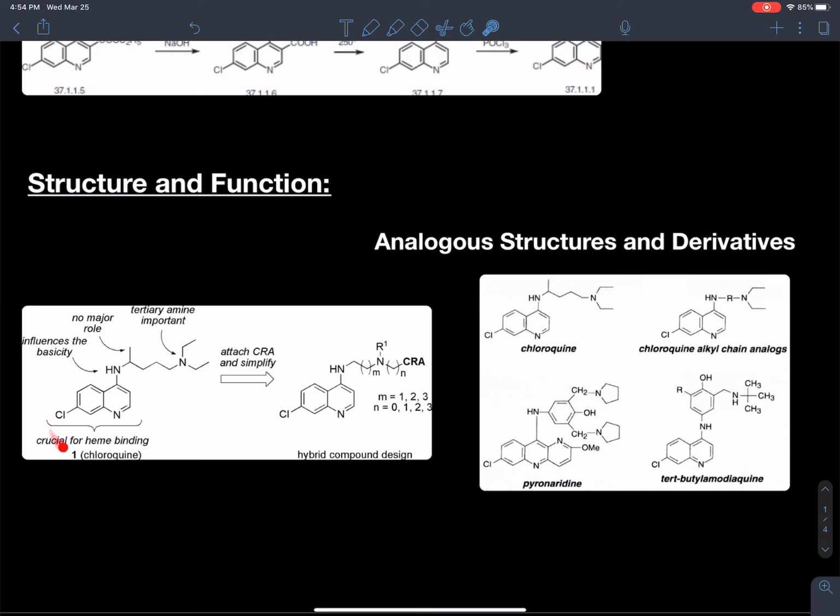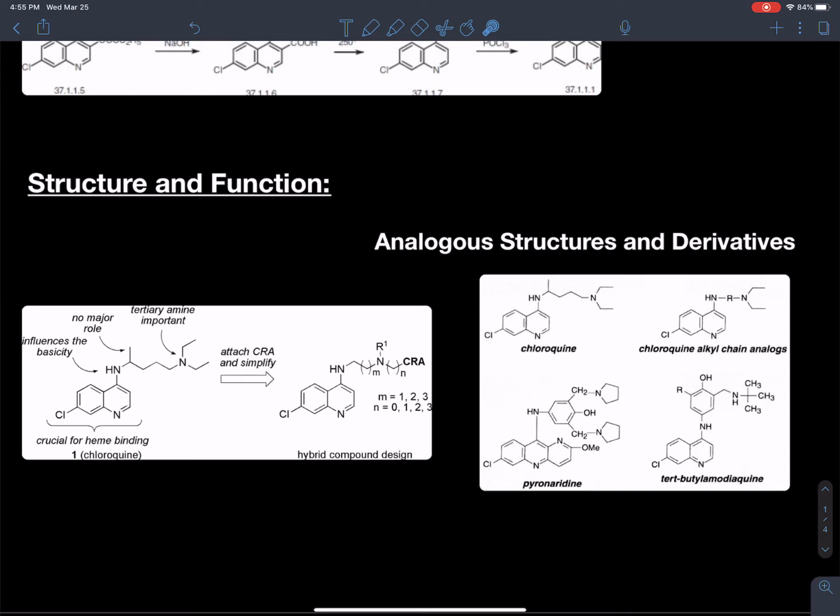Well, this part of the molecule is important for binding to a molecule called heme, like hemoglobin or heme. So it binds to those molecules. And then this part over here obviously has some important roles in the toxicity and how it kills the malaria parasites.